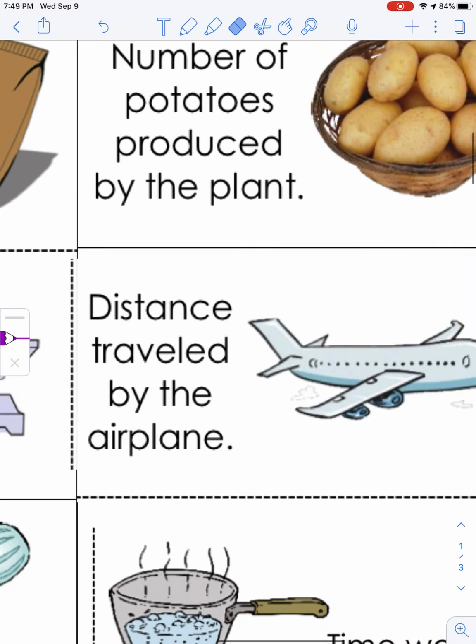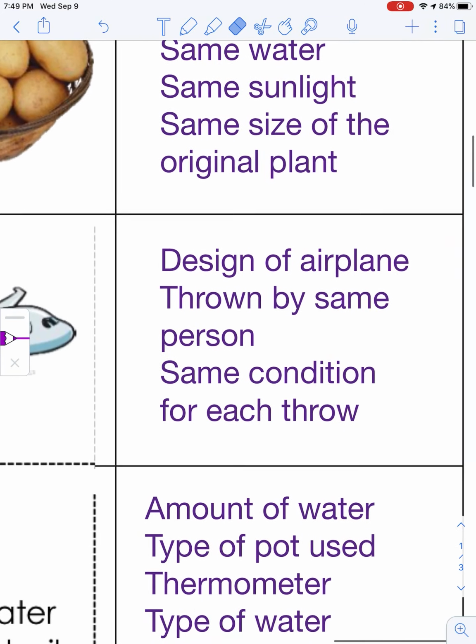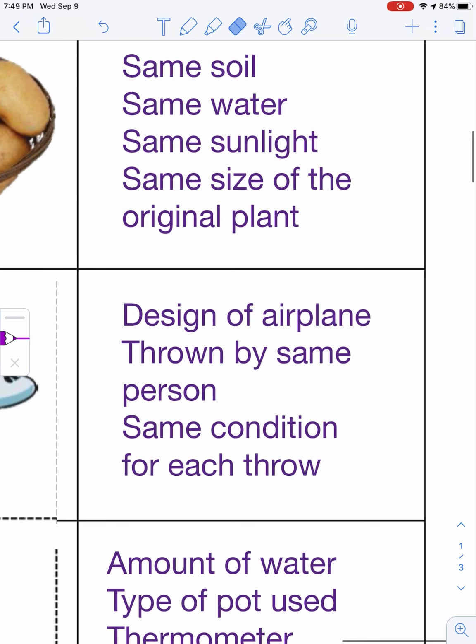All right, so what we are going to measure then is the distance traveled by the airplane. So what are some of the things that you have to keep the same? We have to keep the same design of the airplane, so it needs to be folded the exact same way. It needs to be thrown by that same person, so that technique is not something that is a variable and changes. You need to have the same condition for each throw.